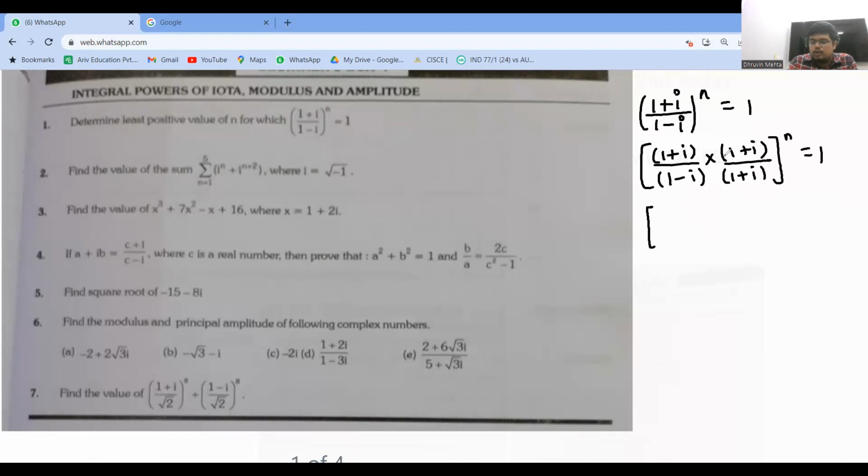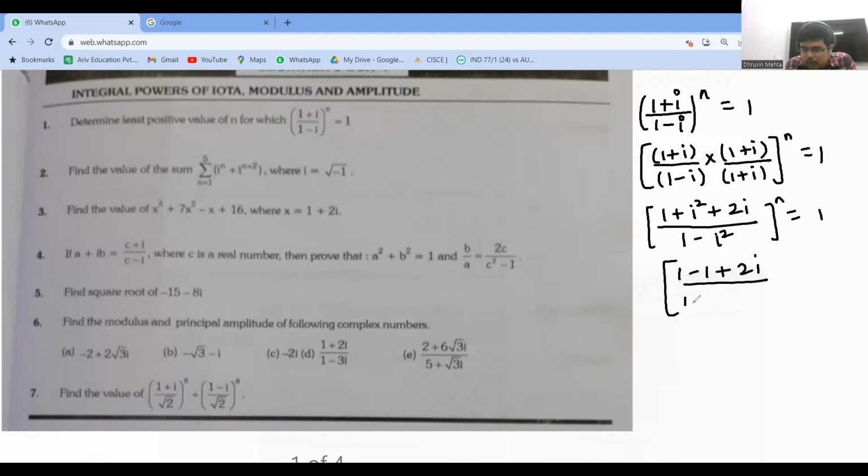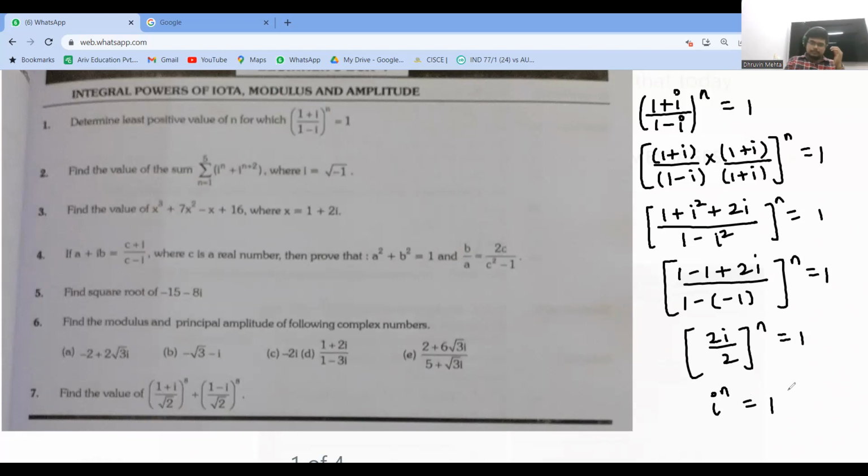So Arush, in the numerator, are you using the a plus b the whole square formula? a square plus b square plus 2ab. And the denominator is a plus b into a minus b, so it's a square minus b square. Check this. Are you getting 1 minus 1 plus 2i upon 1 minus of minus 1? So this is basically 2i upon 1 plus 1, which is 2. So Arush, you should get i to the power n is equal to 1. What will be the least positive value of n? For which 4. So n is 4. That's the answer.